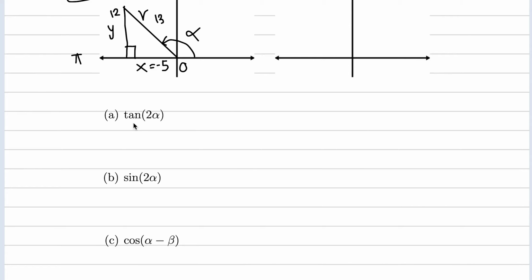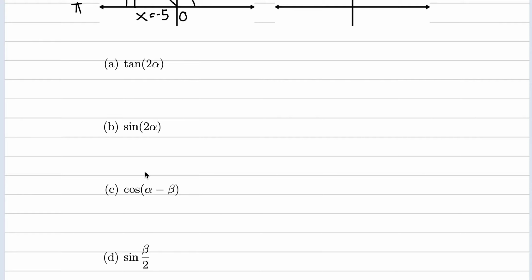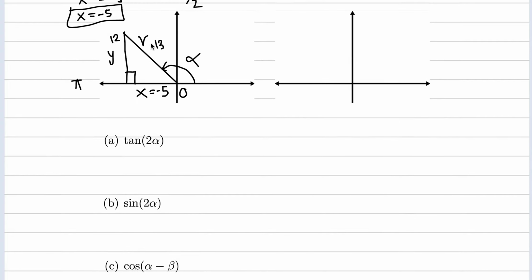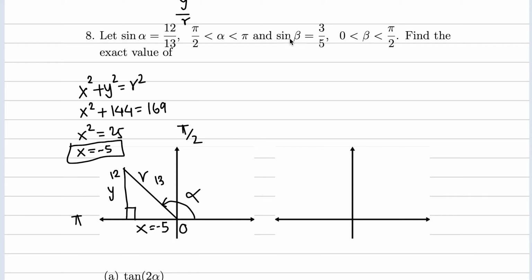We have formulas for double angle, difference, and half angle. At that time we have to use sine alpha, cosine alpha, maybe tangent alpha as well. Now we have everything ready. Let's do the same thing here. Again sine beta is in the first quadrant, so we just draw one perpendicular line. This is beta, and drop a perpendicular to the x-axis. This is positive, positive, positive, and sine is y over r. So y is 3, r is 5.